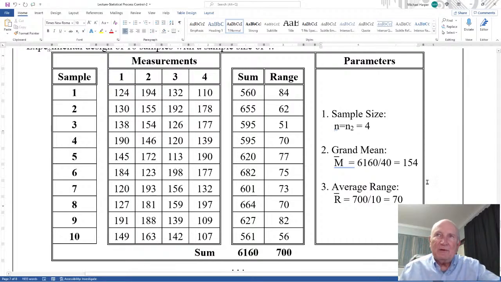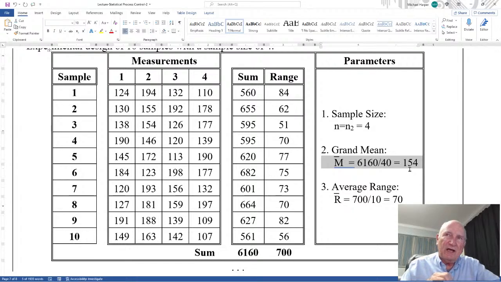Well, the second parameter is what I call the grand mean, M bar, which is the average of all of the measurements in the experiment. There are 10 samples, 4 measurements each, so there are 40 numbers. You average all 40 of them: you sum it all up, 6160 divided by 40, is 154. That becomes the grand mean, or the average of everything in the experiment. I call that M bar because that's the center line of the M chart.